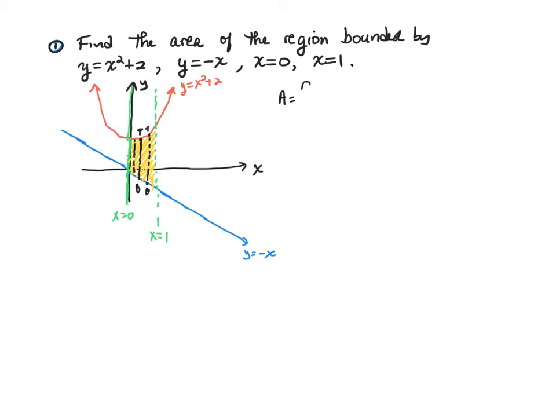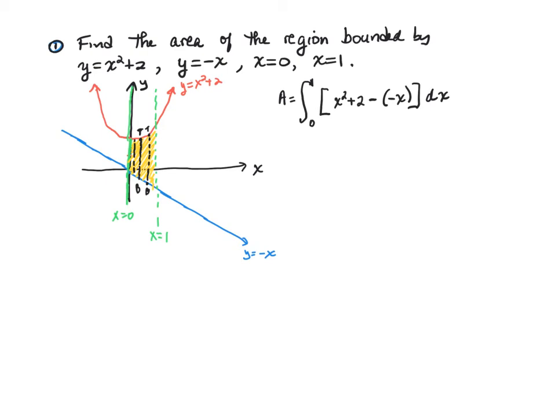So the integral would be the definite integral from x equals 0 to x equals 1, because we're summing up the areas of all the rectangles between those two vertical lines. And what are the heights of the rectangle? Top, which is x squared plus 2, minus the bottom, which is minus negative x. So this expression represents the height of any rectangle in the region, in the kth interval, with respect to x. And the rest is just the first fundamental theorem of calculus.